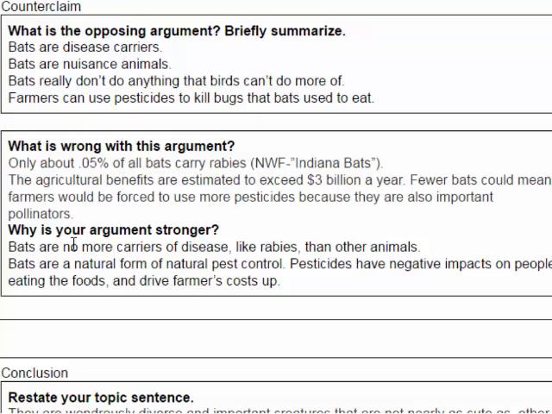So then now you could say, why is your argument stronger? Because bats are no more carriers of disease like rabies than other animals, like your regular dog. Bats are a natural form of pest control. Pesticides can have negative impacts on people eating the foods, and they drive farmers' costs up because they have to purchase those pesticides. So then that's what I've just done in this section. I've identified the counterclaim, I've explained what's wrong with it, and I've explained why mine is better.